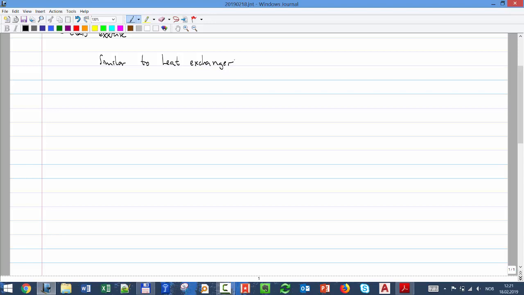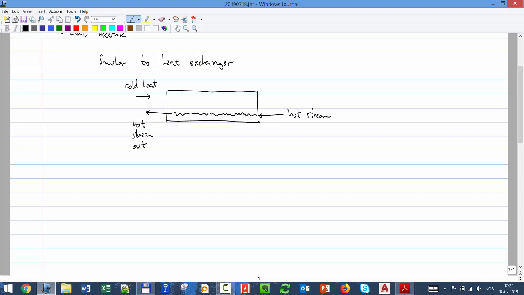Okay, similar to a heat exchanger in which we have a cold stream here that we want to heat. Then we have our heat exchanger. And here we have our very hot stream. We're going to see that in detail later. So we have the hot stream out, and that is the cold stream out, which won't be too cold anymore, but will be hotter. And this won't be hot anymore, but will actually be colder. But the idea is that you exchange heat.